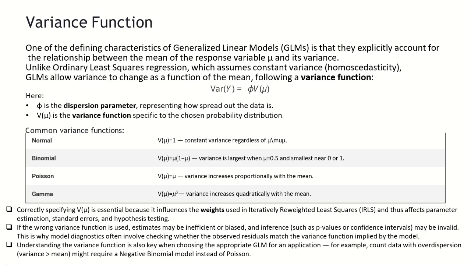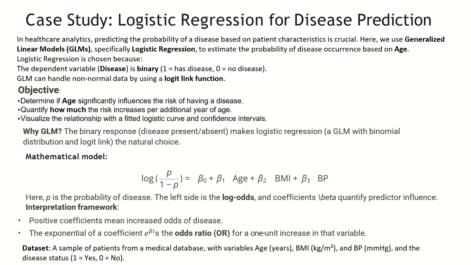For example, when count data exhibits overdispersion, meaning variance exceeds the mean, a Poisson model may fail, and a negative binomial model becomes more appropriate. And in the next slide, I will be focusing on a case study of logistic regression for disease prediction.